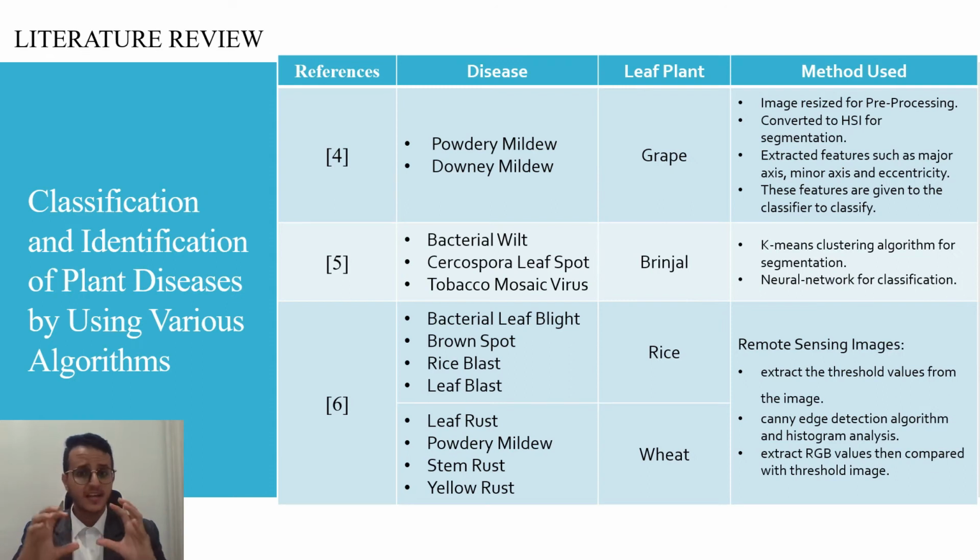Literature review. Here are 5 papers related to classification and identification of plant disease by using various algorithms. I will explain the differences between these papers through 3 main categories. The first paper talks about the grape leaf plant. The diseases that infect grape are powdery mildew and downy mildew, and the method used for classification in this paper is image resizing for pre-processing.